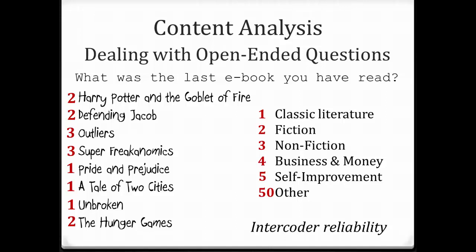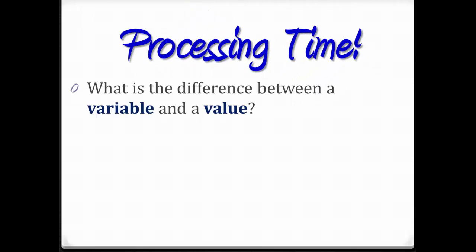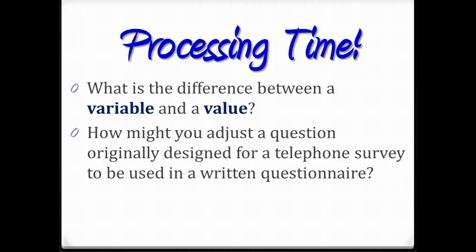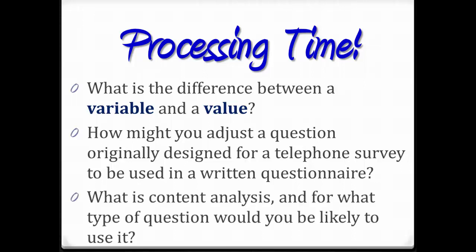Now that you have the codes assigned, you can run statistical analyses to determine which type of books are read as ebooks. Processing time. What is the difference between a variable and a value? Think of a question you might ask on a telephone survey. How might you adjust it to be used in a written questionnaire? And what is content analysis, and for what type of question would you be likely to use it?